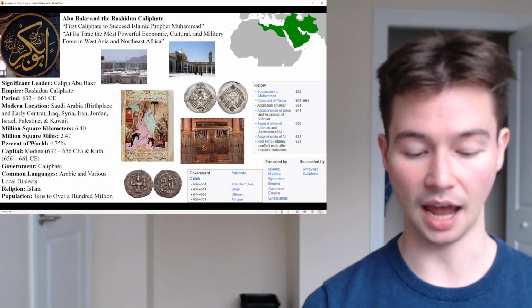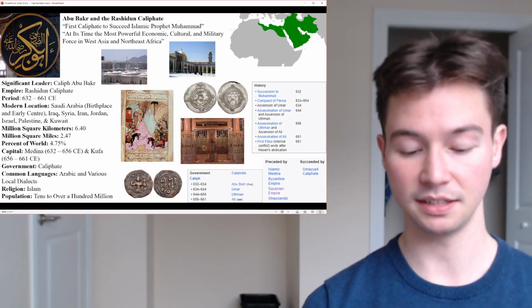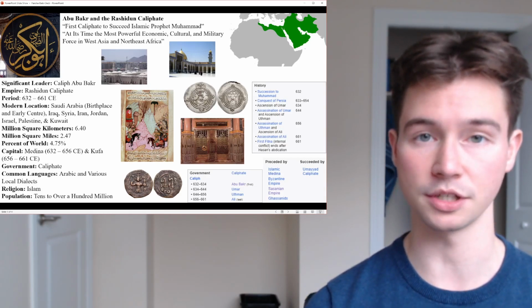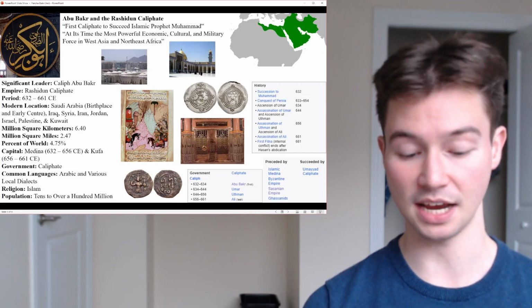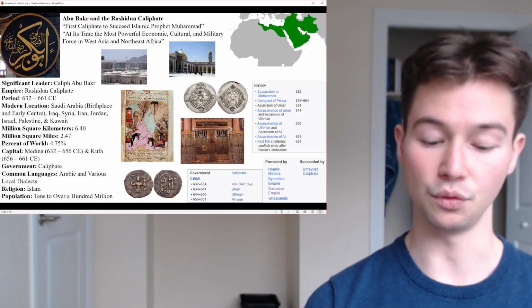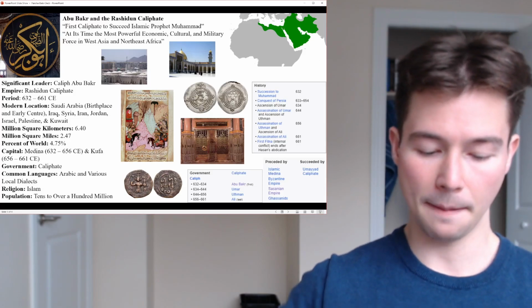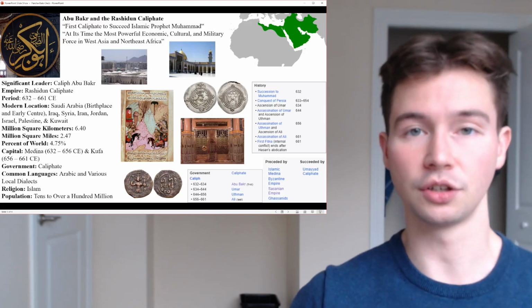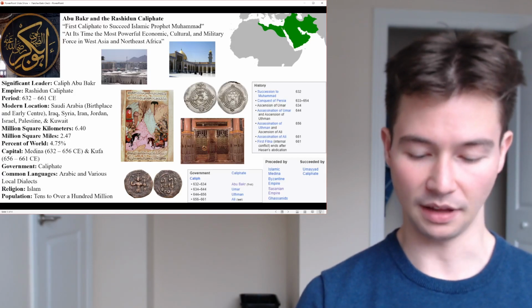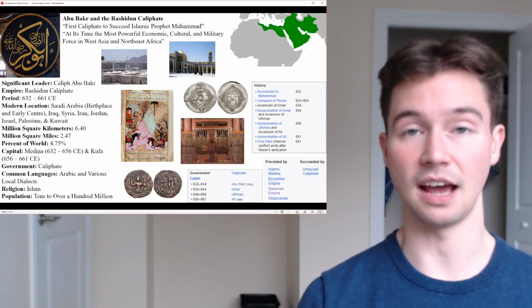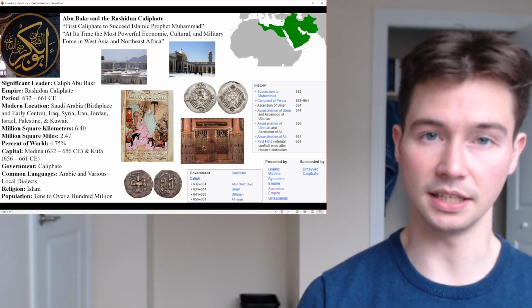So Caliph Ali ibn Abi Talib was subjected to these civil wars because it wasn't certain that he should have been the leader after the assassination of Uthman. As for the fall of the Rashidun Caliphate, he was the last of the caliphs, and this led to the emergence of the Umayyad Caliphate in 661 CE.